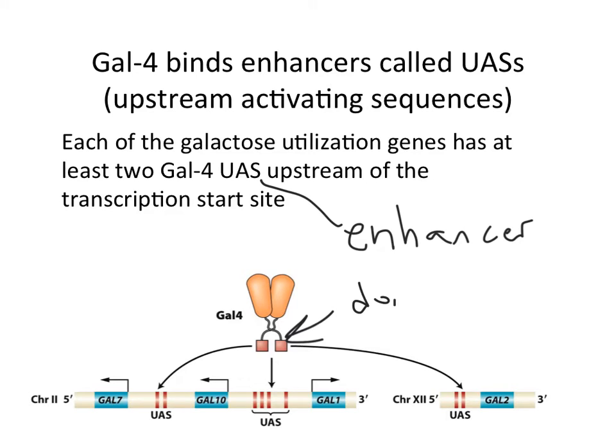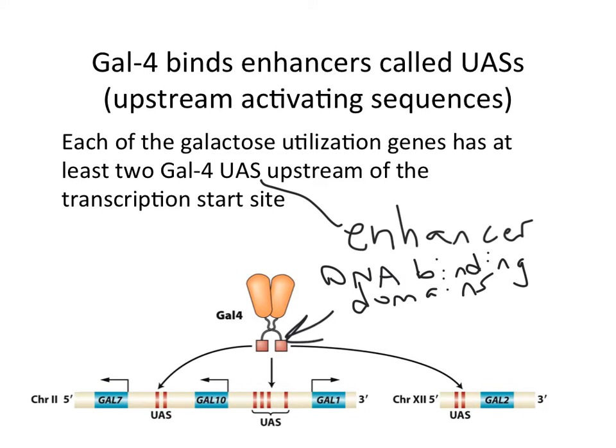Trying to generate themes here, people. So DNA binding domains, those boxes. So Gal4, the protein, has part of its protein that recognizes the DNA sequence that is the UAS, the enhancer.